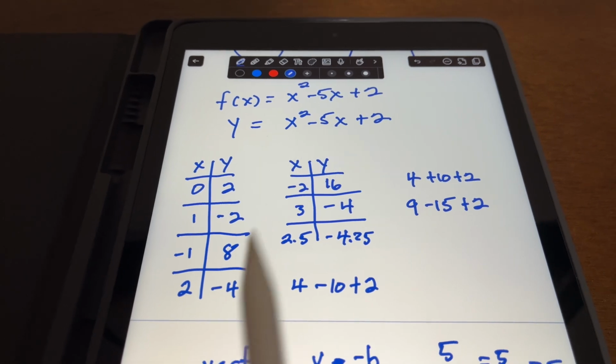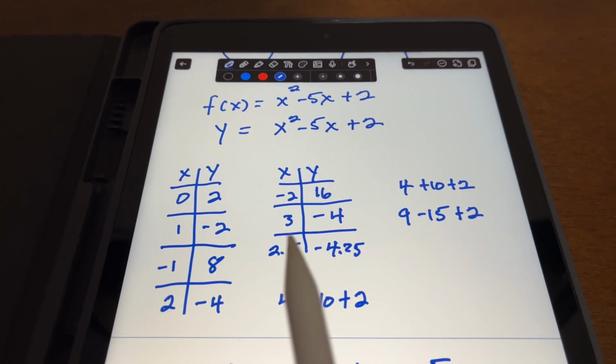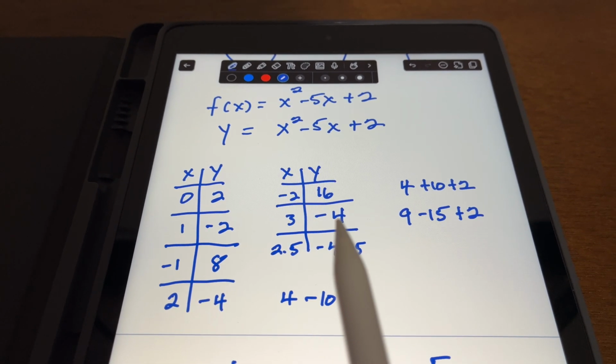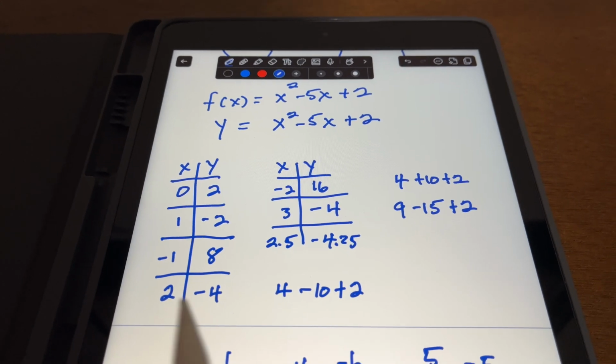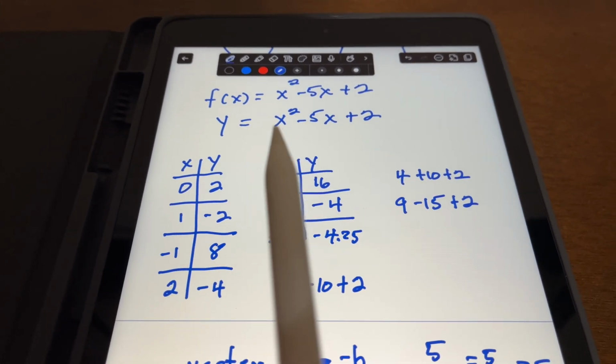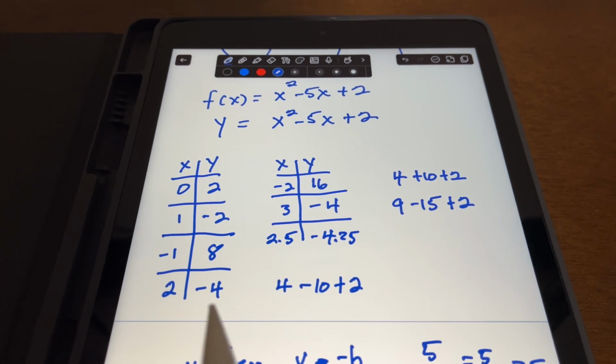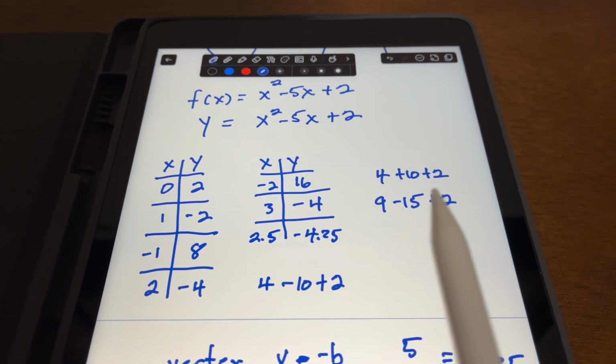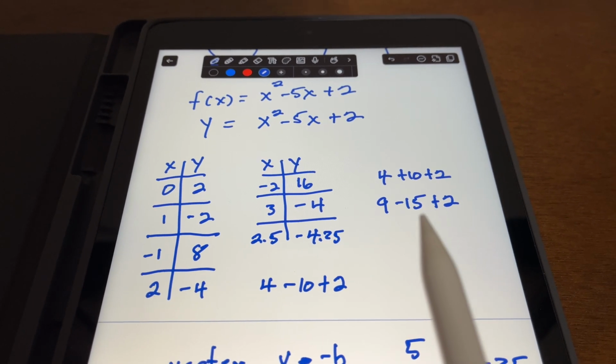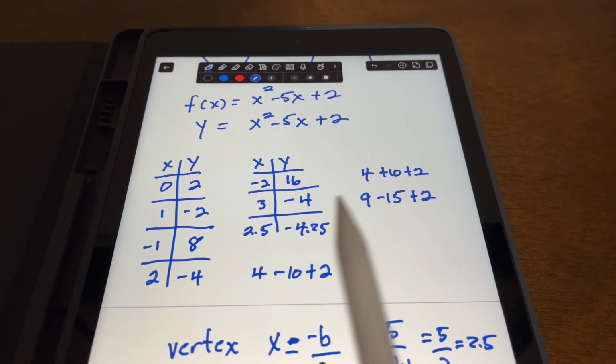So you put 2 in, you get negative 4. You put negative 2 in, you get 16. You put 3 in, you get negative 4. You can see where I did the arithmetic here for the 2, putting that in for each value and then adding those together to get this. I did that here and I did that here. So that's a good number of points.